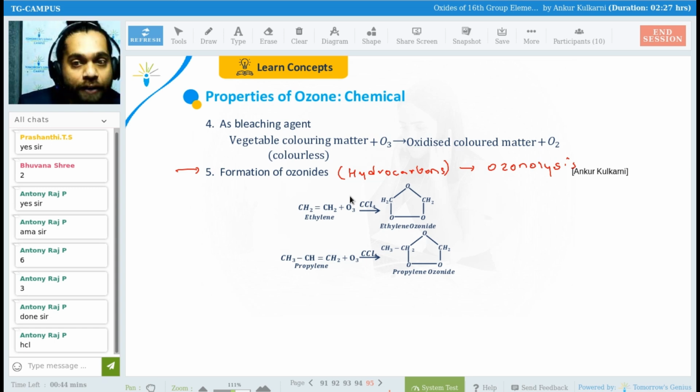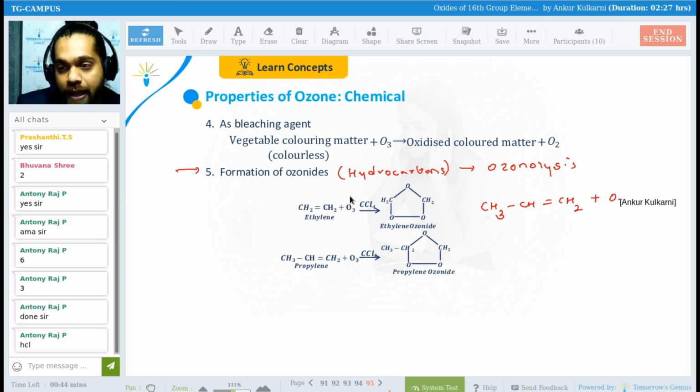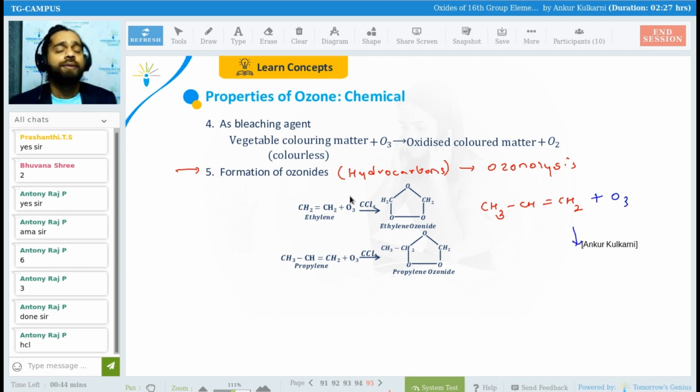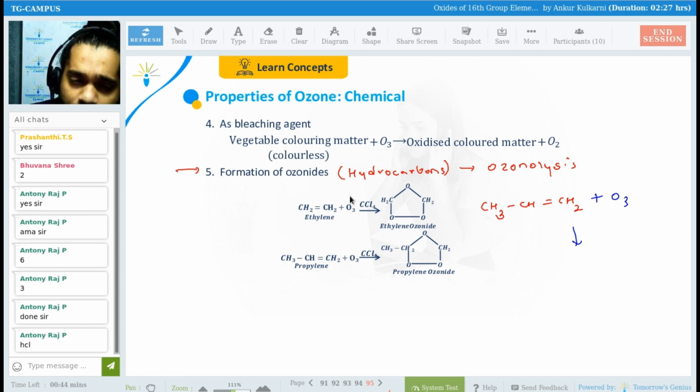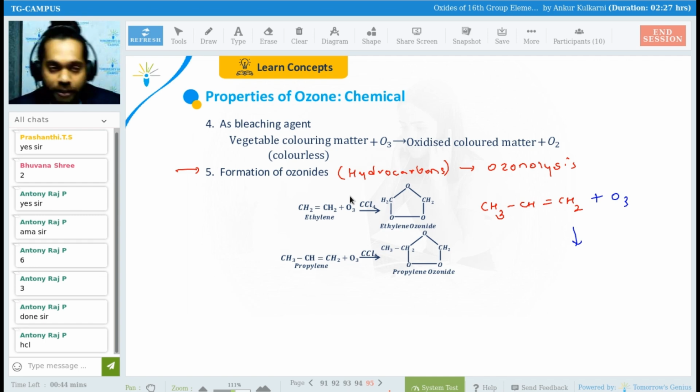If I have CH3CH=CH2 and I carry out ozonolysis, what do I get? If you remember, your teacher must have told you a shortcut for that. Break the double bond, add something to the left, something to the right. Obviously, I was not there to teach you in the 11th, but your teacher must have told you the shortcut for it.